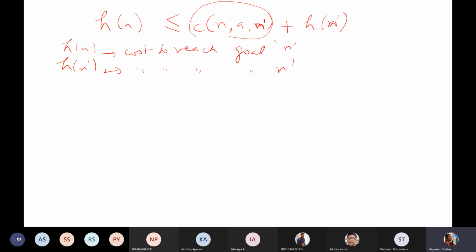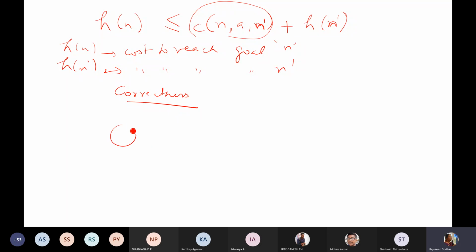This is applicable for all nodes. This is trying to prove the correctness of your A star algorithm, in the sense that at every point of time, when you are trying to go from one node to the next node, you will consider the path cost to reach that particular node plus the cost to reach the goal state. So you have to do that cumulatively, and you should not overestimate, or rather, should not exceed the capacity.